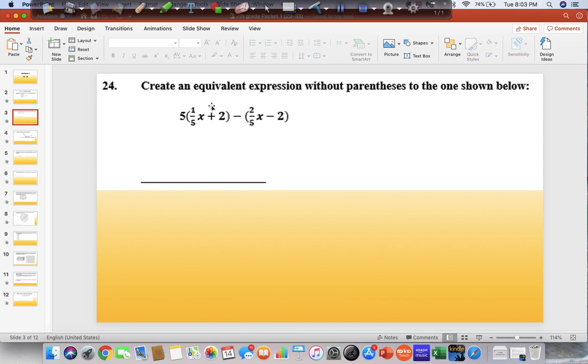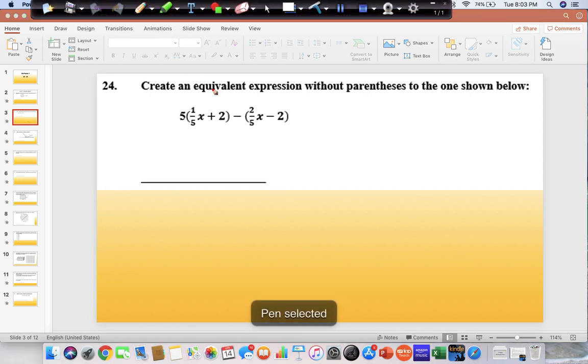Okay, it says create an equivalent expression without parentheses. So we can use the distributive property to distribute the 5 to the 1/5 x and the 5 to the 2. 5 times 1/5 x would just be 5 over 1 times 1 over 5. 5 times 1 is 5. 1 times 5 is 5. So 5 divided by 5 actually gives us 1. So 5 times 1/5 x gives us 1x.